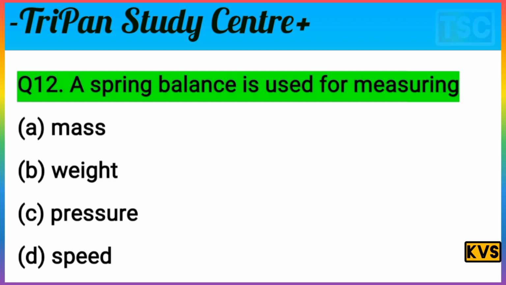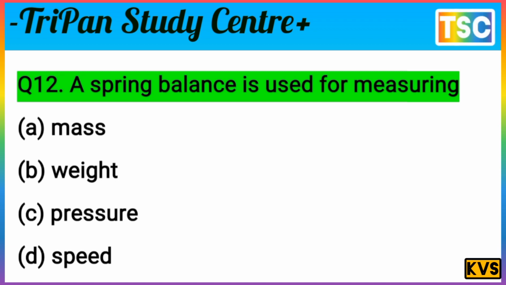Let's check the correct answer for this question. A spring balance is used for measuring. You know that the question is clear. Mass is not right, mass is a wrong answer, it is false. Speed is nothing here.